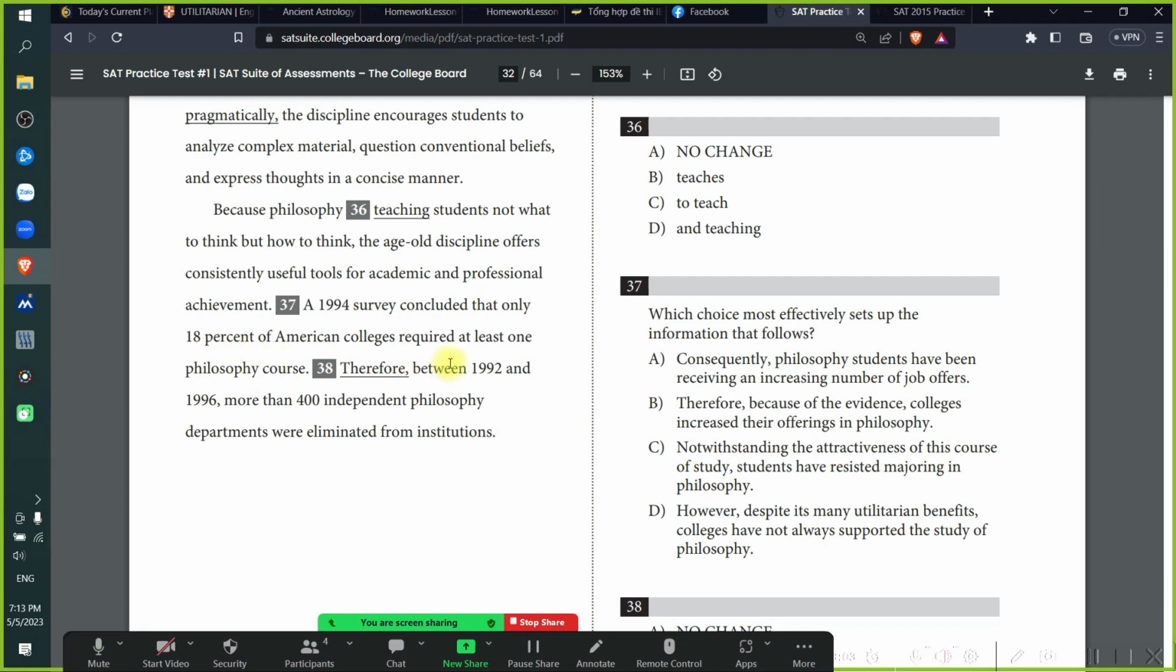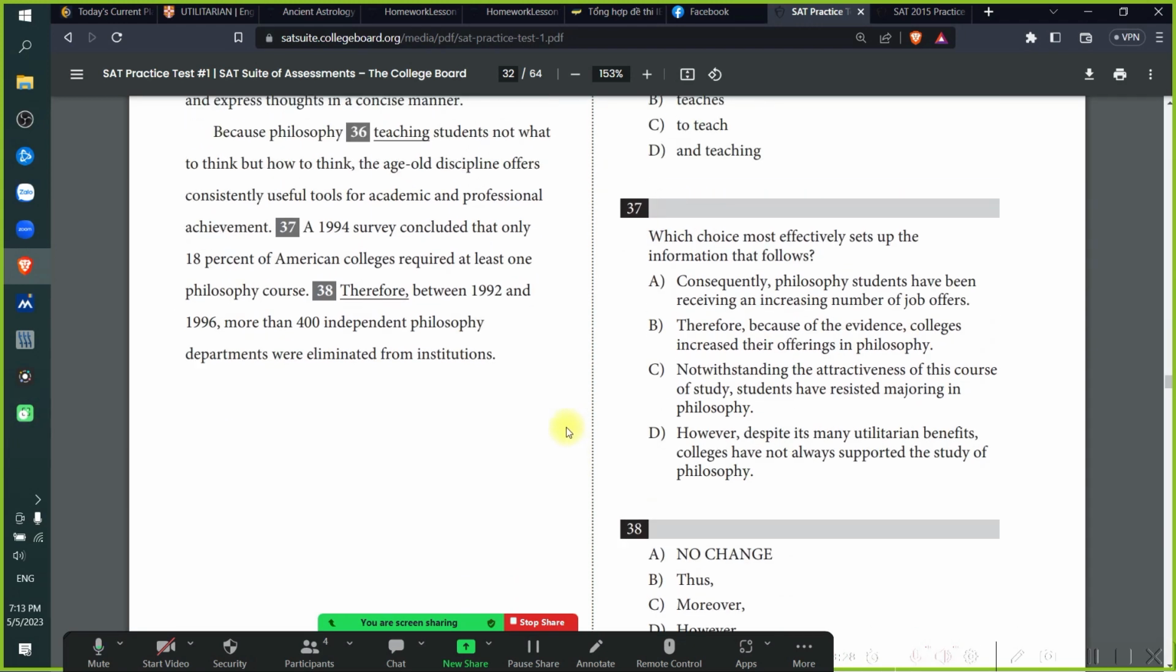Đương nhiên rồi, tại vì chính những cái đại học này nó không có ủng hộ cái chuyện học philosophy, nó mới dẫn cái chuyện cứ 37 này là cái con số nó chỉ có 18% thôi, là yêu cầu ít nhất có một cái khóa philosophy thôi. Đó, mọi người hiểu tại sao không? You understand why, right? Hello? Yeah, I get it. You got it, right? Good.